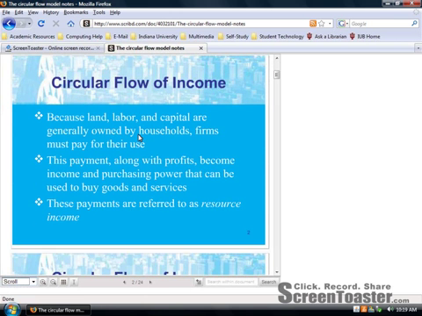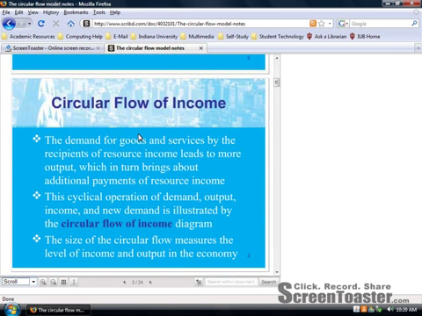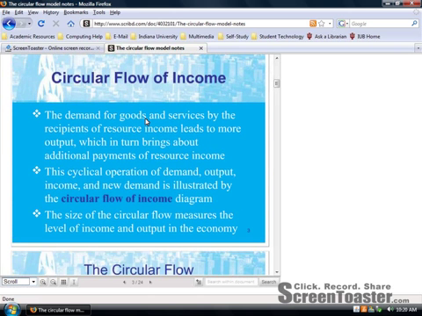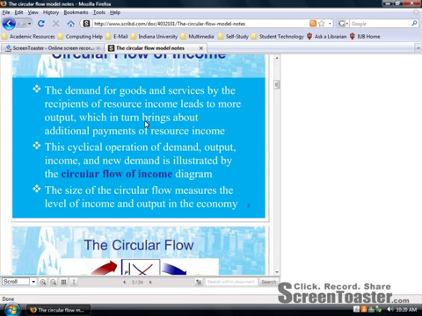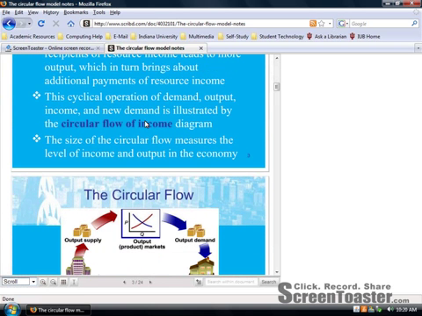Okay, let's get started. Because land, labor, and capital are generally owned by households, firms must pay for their use. This payment, along with profits, becomes income and purchasing power that can be used to buy goods and services. These payments are referred to as resource income. The demand for goods and services by the recipients of resource income leads to more output, which in turn brings about additional payments of resource income. This cyclical operation of demand, output, income, and new demand is illustrated by the circular flow of income diagram, which we will show later. The size of the circular flow measures the level of income and output in the economy.